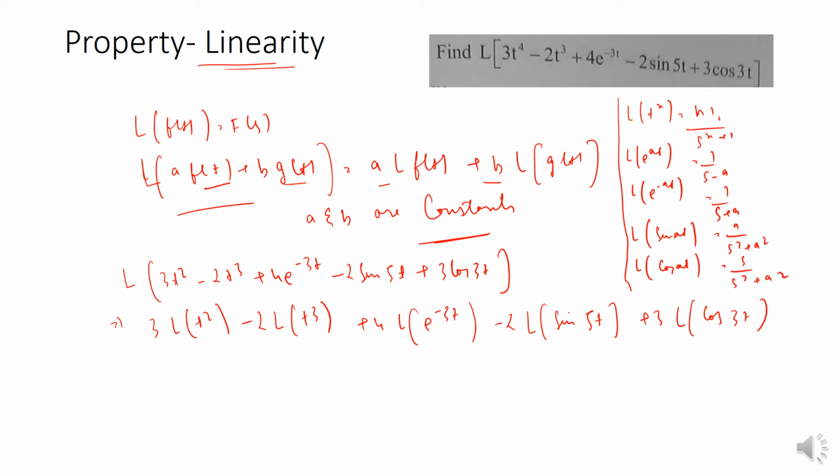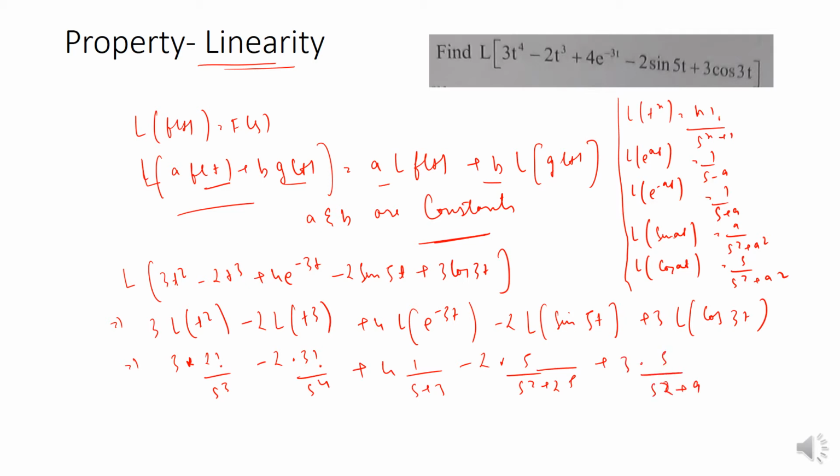The same thing we will do here. 3 into t square is 2 factorial by s cube, minus 2 into 3 factorial by s power 4, plus 4 into e power minus 3t, which is 1 by s plus 3, minus 2 into sin 5t, which is 5 by s square plus 25, plus 3 into s by s square plus 9. This is s square plus 9. So this is the answer.